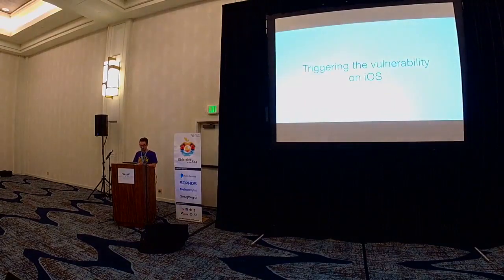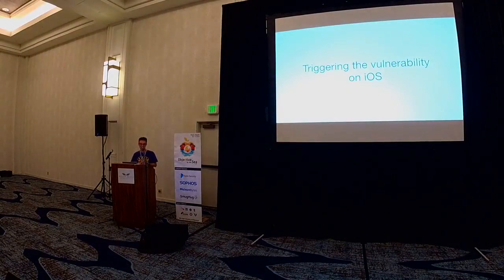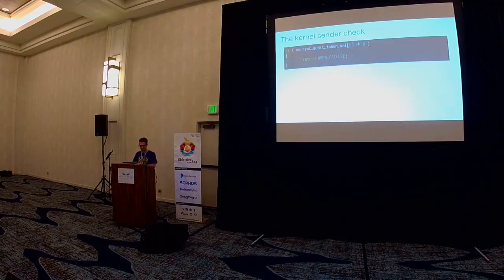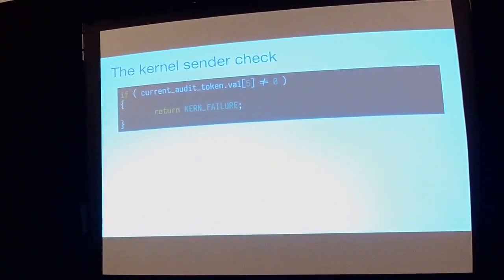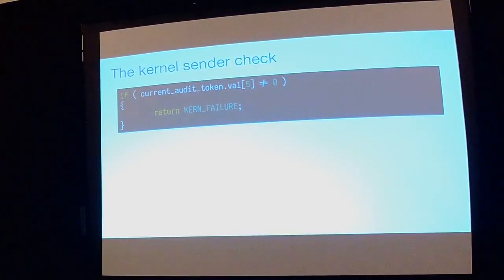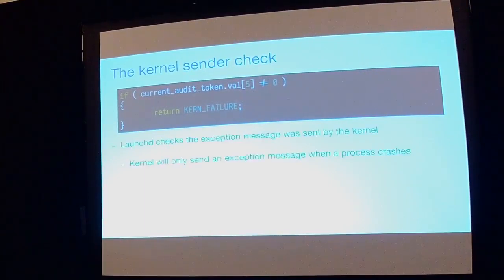So how are we actually going to trigger this bug on iOS, because there's this additional check here that we need to bypass? Well, we need to make sure that this if statement is not taken. And this code is basically launchd checking that the exception message was really sent by the kernel and not some user space process. And this is really problematic for us because the kernel is only going to send an exception message when a process actually crashes. We can no longer just send the message directly to launchd.